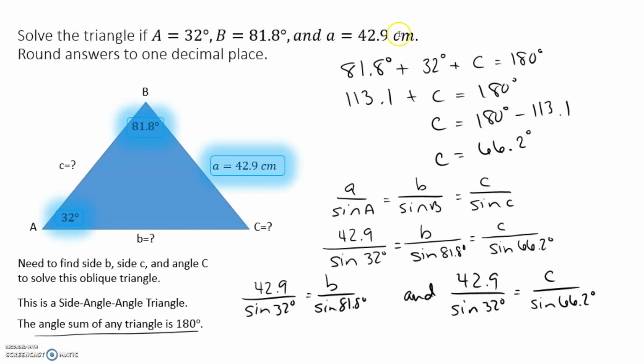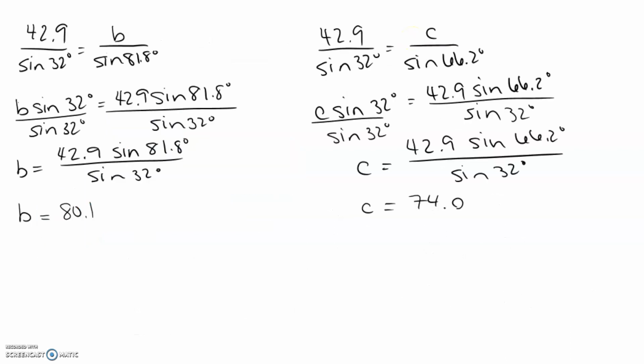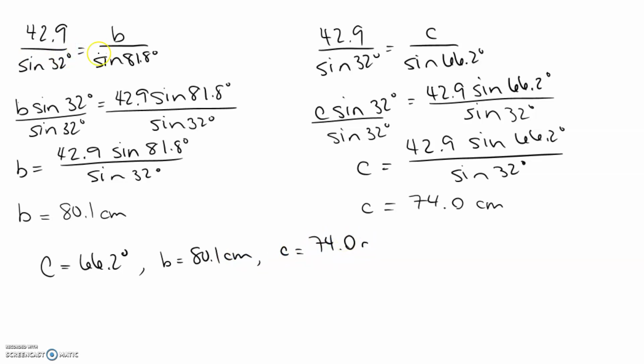And since they were talking about the sides are in centimeters, that's what I'm going to write here. So this was centimeters and centimeters. Okay, so we found that angle C was 66.2, side B was 80.1 centimeters, and side C was 74.0 centimeters.